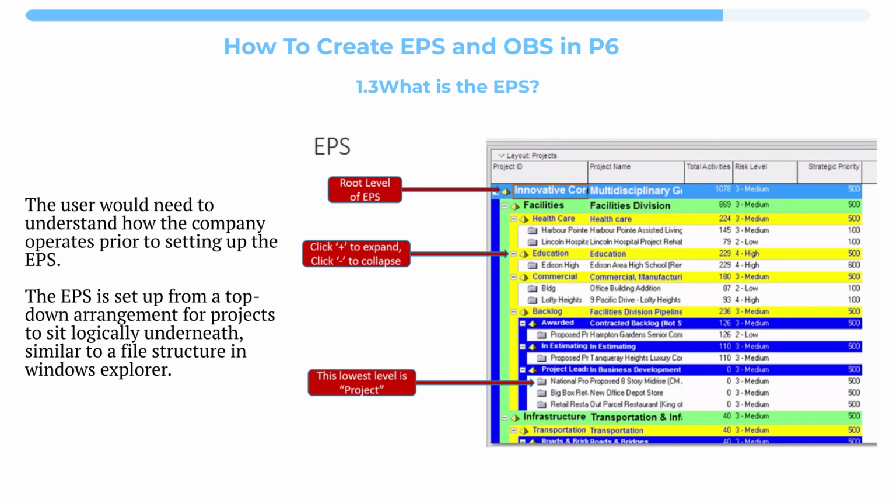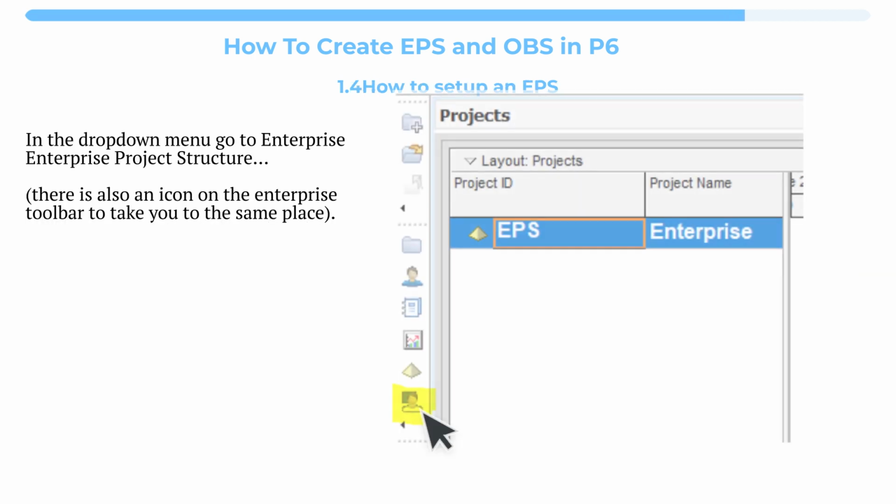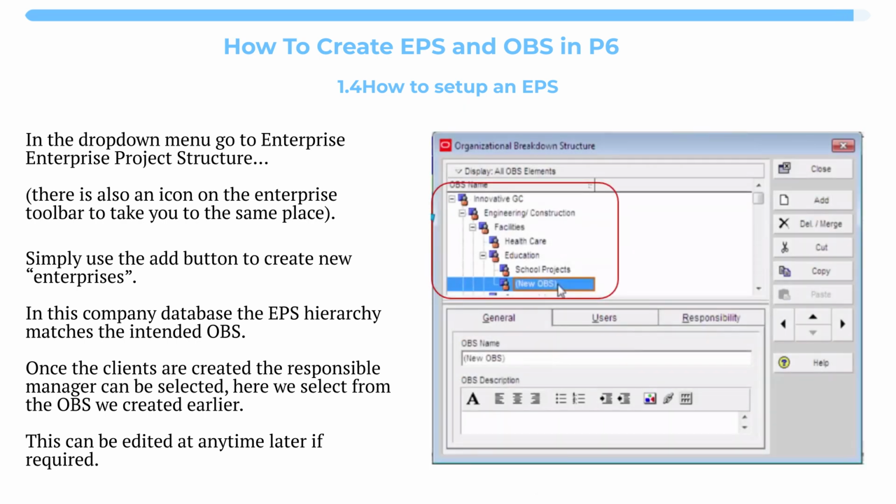in Windows Explorer. In the drop-down menu, go to Enterprise Project Structure. There is also an icon on the Enterprise toolbar to take you to the same place. Simply use the Add button to create new enterprises. In this company database, the EPS hierarchy matches the intended OBS. Once the clients are created, the responsible manager can be selected. Here we select from the OBS we created earlier. This can be edited at any time later if required.